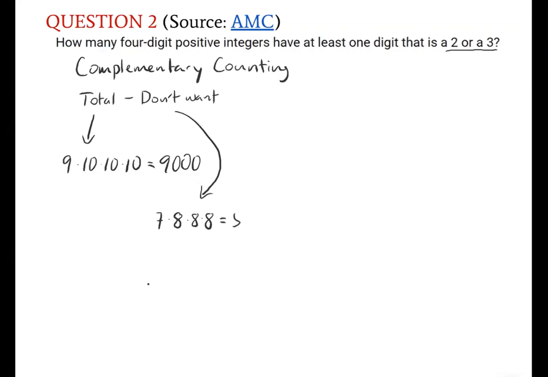So this is equal to 3,584. So we subtract 3,584 from 9,000 to get our answer of 5,416.